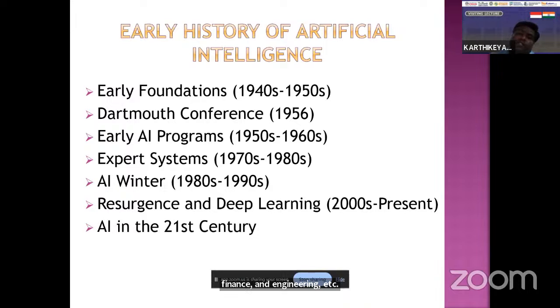And next one, the AI winter in 1980s to 1990s. Despite the initial optimism, the progress in AI slowed in the 1980s and 1990s, leading to a period known as the AI winter. Funding for AI research decreased, and interest waned due to overhyped expectations and unmet promises.